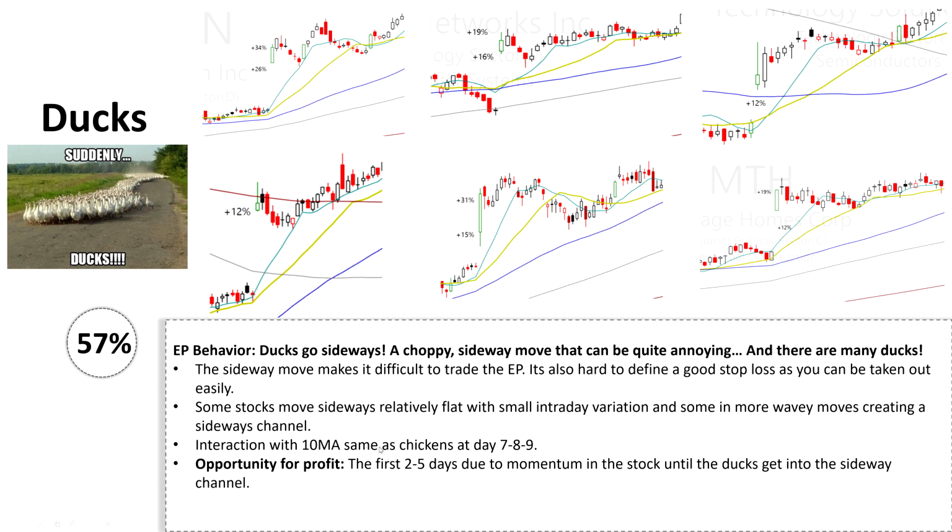Interaction with the 10 days moving average, same as chicken. So day 7, 8, 9 as an event. Opportunity for profit the first 2-5 days due to the momentum in the stock until the dot gets into the sideways channel.